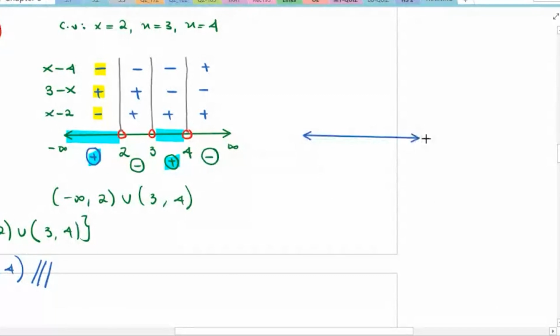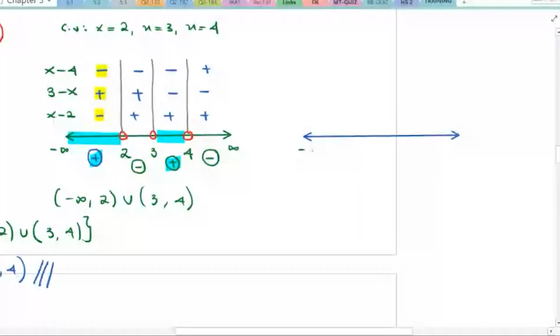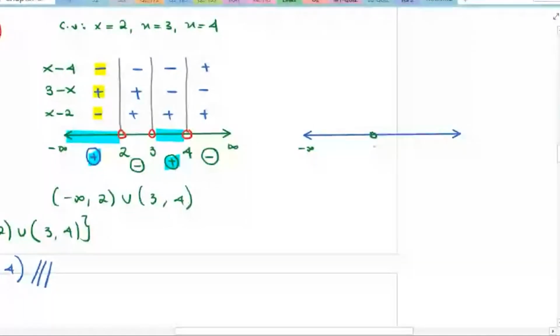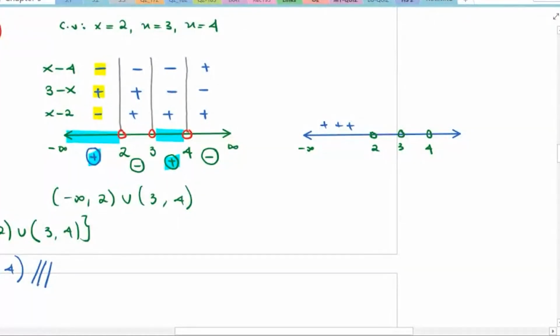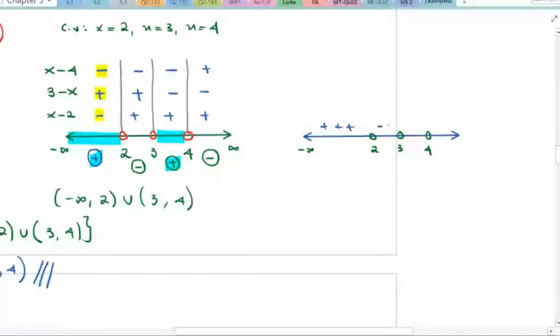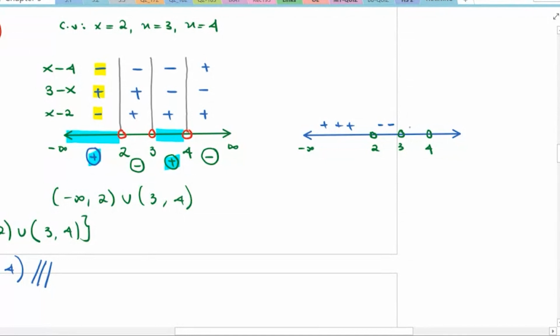In 001, some students have learned this way. You have minus infinity, and the interval points here are 2, 3, and 4. The way some students have learned, you have positive, positive by using a test value. Then here is negative, negative. And here we have positive, positive using a test value. And here negative, negative. Whichever you use is going to be the same.